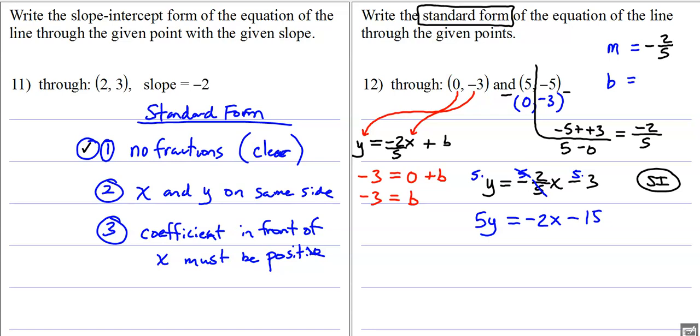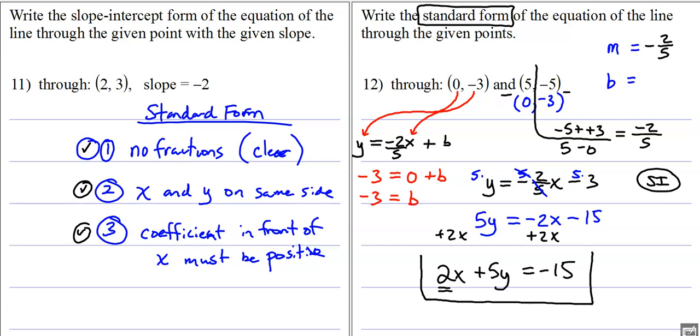I've got no fractions. So now let's try to get x and y on the same side. I'm going to do that by adding 2x to both sides. And I now end up with 2x plus 5y equals negative 15. I think step 3 is already taken care of because the number in front of x is positive already, so we don't need to do anything. So there's your correct answer. That standard form will go through both of these points, and you could check that again by hand or on Desmos.